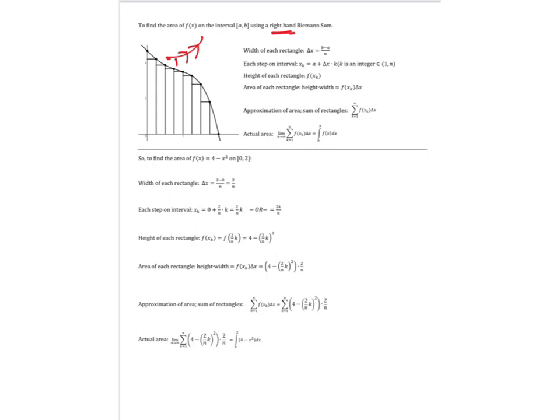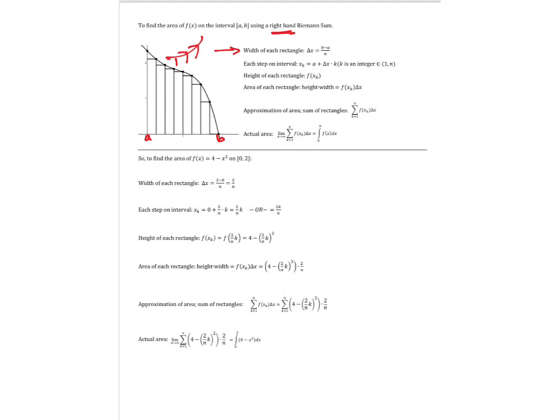But in order to calculate a right-hand Riemann sum, we need a toolkit. The first thing we've got to find is the width of each rectangle. That is determined by taking the interval from A to B. So you're going to find the difference. B minus A tells me how wide of an area I'm talking about, divided by N, the total number of rectangles.